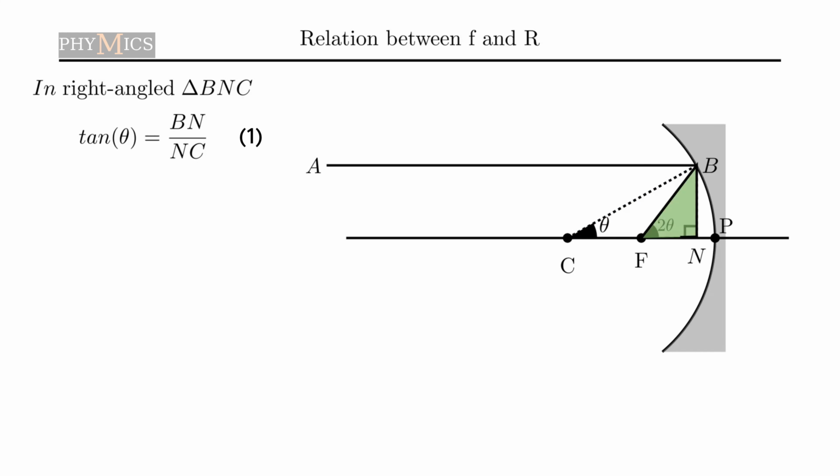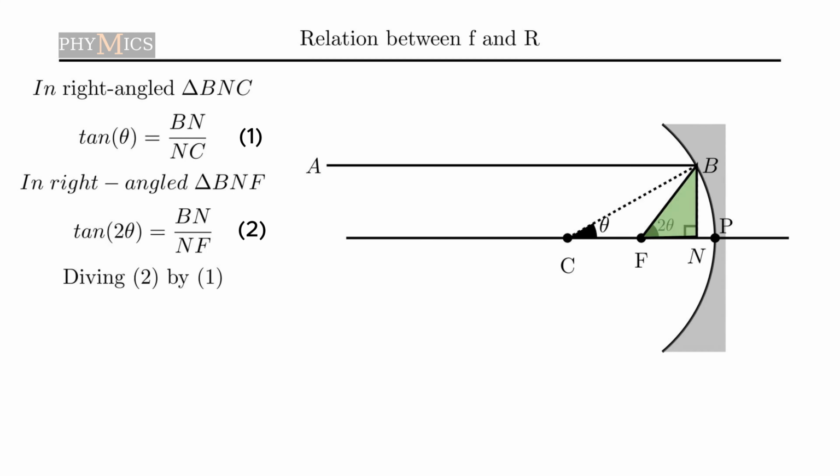Now consider another right angled triangle BNF and find tangent of 2 theta in this triangle. Tangent 2 theta equals ratio of segment BN to segment NF. Name this equation as equation 2. Now on dividing equation 2 by equation 1, we get tangent of 2 theta divided by tangent of theta equals ratio of segment BN to NF divided by ratio of segment BN to NC, which can be simplified as BN upon NF multiplied by NC upon BN.